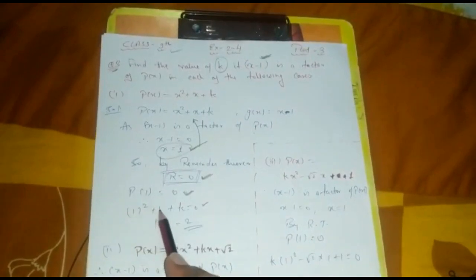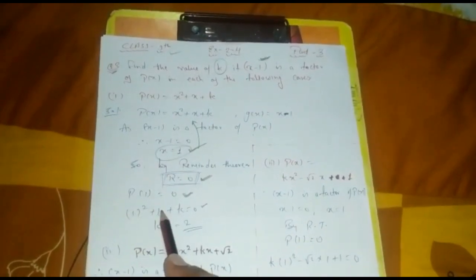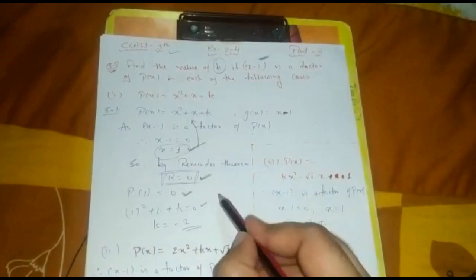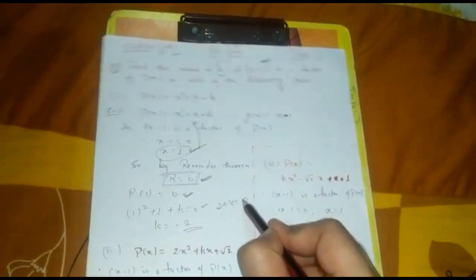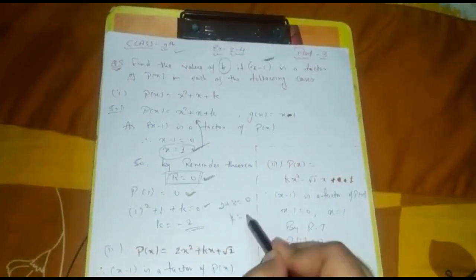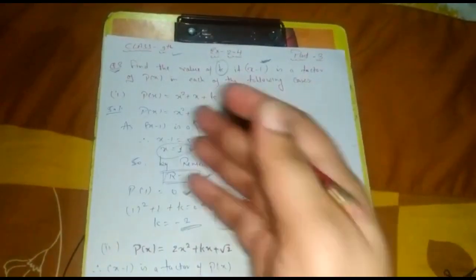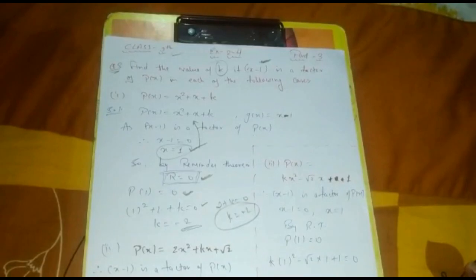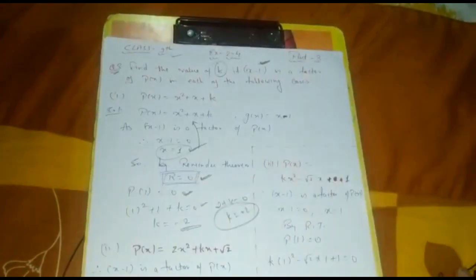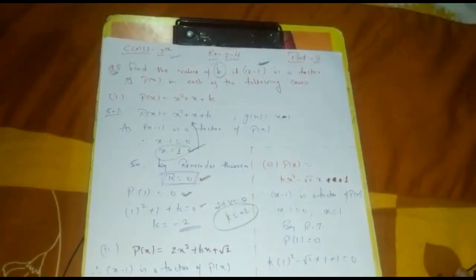So 1 square becomes 1, plus 1, 2, plus k equal to 0. So 2 plus k equals 0 and k equals minus 2. So here is the value of k, that is minus 2. This is the method through which we can find the value of k if x minus 1 is a factor of this particular polynomial.